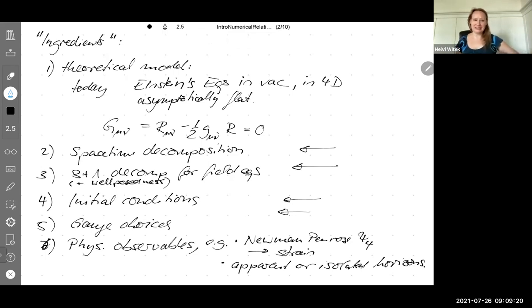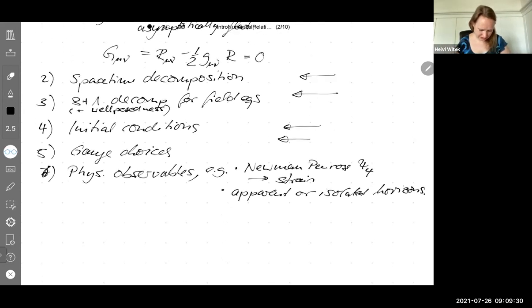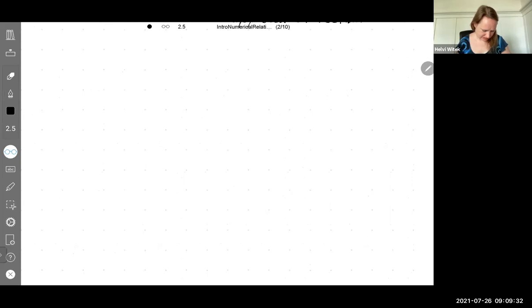So decomposing our four-dimensional space-time into spatial hypersurfaces that are evolved in time. Good. And do we have enough space to do this? Yeah. The reason for us to do this is that we really want to make the time dependence of our quantities, of our metric, explicit again.